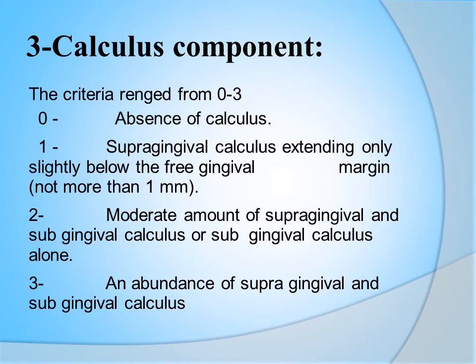The calculus component criteria for this index range from 0 to 3. 0 represents the absence of the calculus, reaching 3, which is the supragingival and subgingival calculus. In this index, it measures the extension of the calculus, and this is a very important point, only the facial and lingual surfaces are examined or assessed in this component.